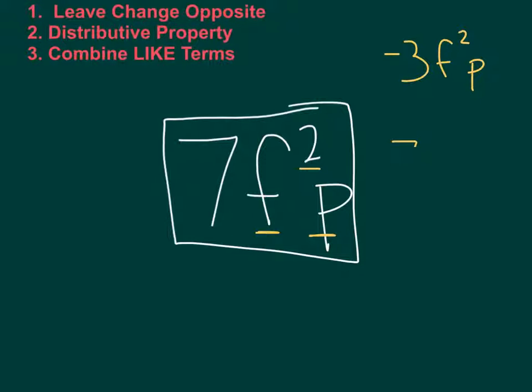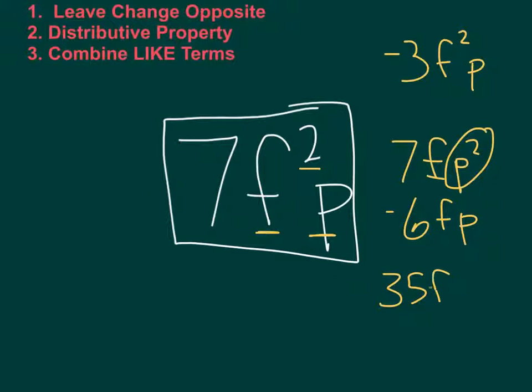But if I had even something that looked very similar, like 7fp squared, it seems like it has all the right pieces, but that's a p times p and an f. What I need is 2 f's and a p, right? So those do not match. Negative 6fp almost matches, but we need another f in there. It has to be an f squared. 35fpg doesn't match because now we have an extra g on there.